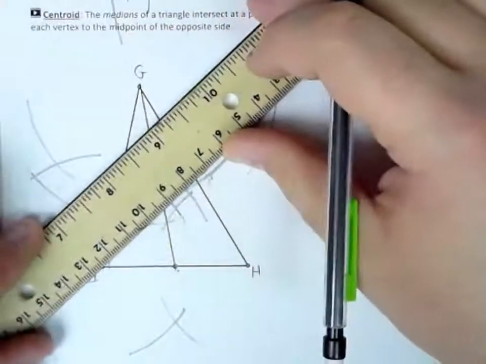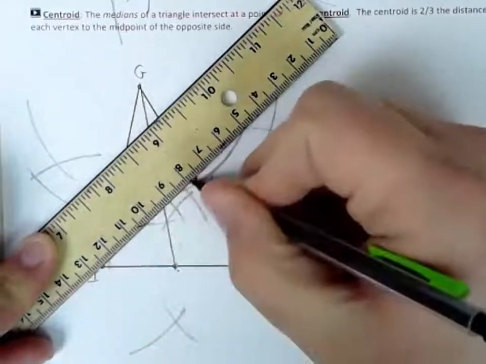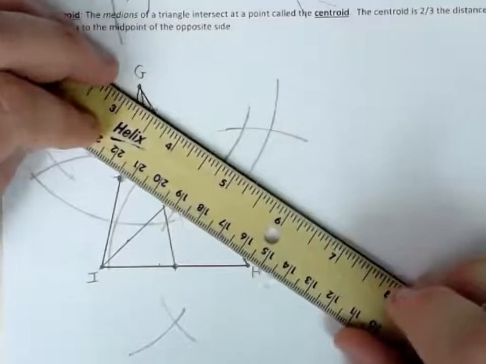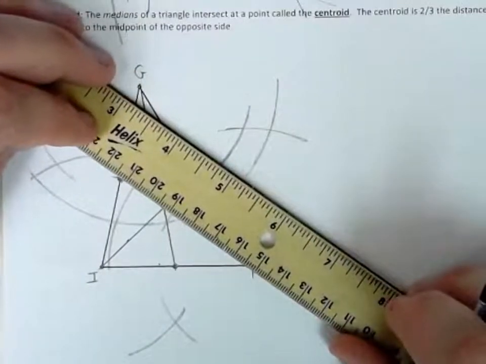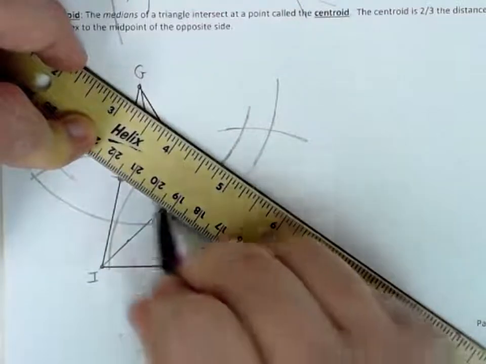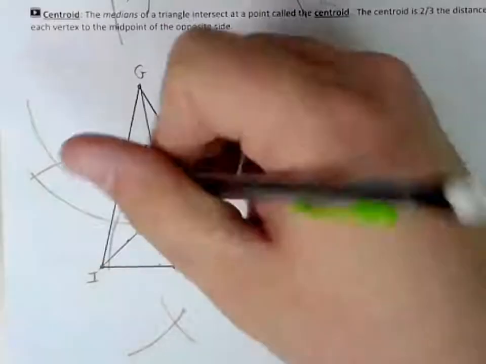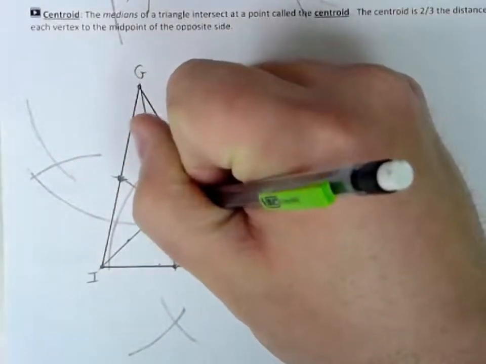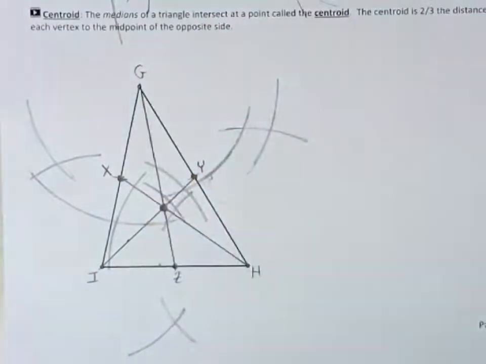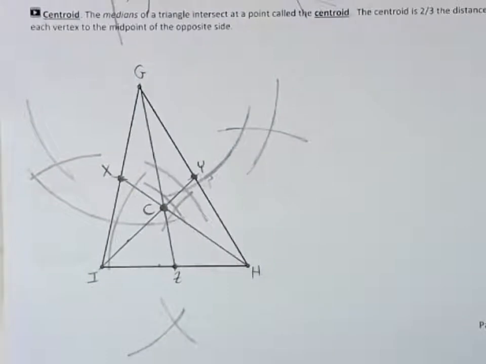And I'll do the same thing from I. And then lastly, from H. So you can see all 3 of these lines intersect at the same point. Just as frames of reference here, we'll call these midpoints here X, Y, Z. And I'll call my centroid here C.